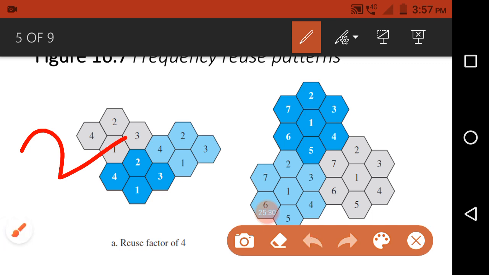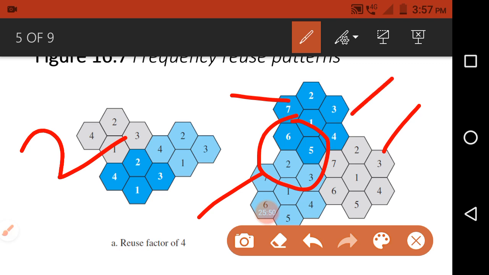Here we can take this 7 from one group and 7 from another group. These cells have the same number, 7, and use the same set of frequency values. Those two cells have been separated by two cells, that is, 6 and 2. You can also take 3: 3 from one group and 3 from another group. These two cells have been separated by two cells, that is, 4 and 2.